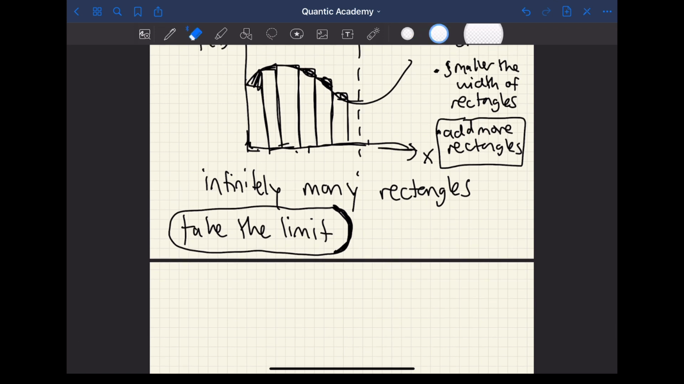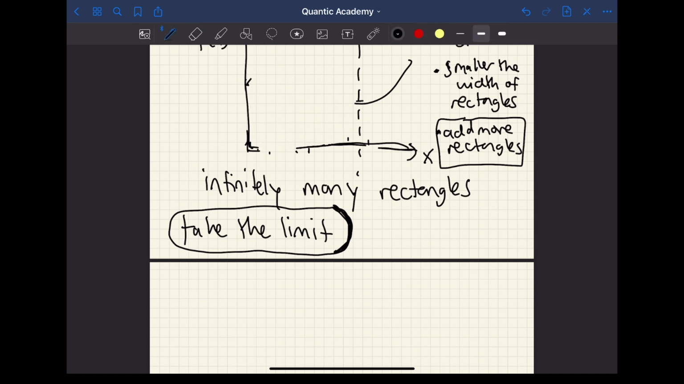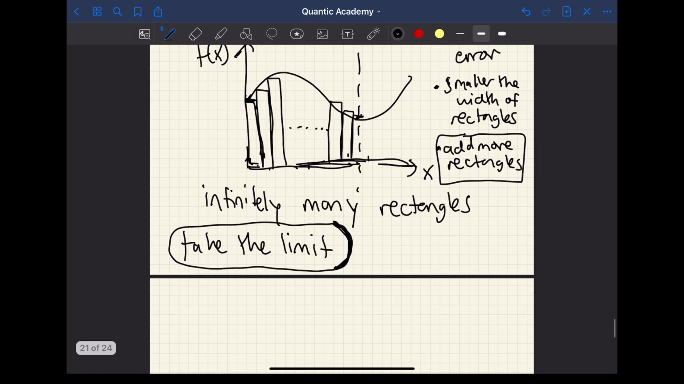So we're going to have infinitely many rectangles. Now I'm going to draw another diagram here. But for the sake of illustration purposes, I can't draw infinitely many rectangles. So I'll just approximate it like this. Okay, and these dots just represent more rectangles. So there's still error here because I didn't draw it infinitely small. But if you draw it infinitely small, then there'll be no error at all. And then the area of all these rectangles will be the exact same as the area under the graph.